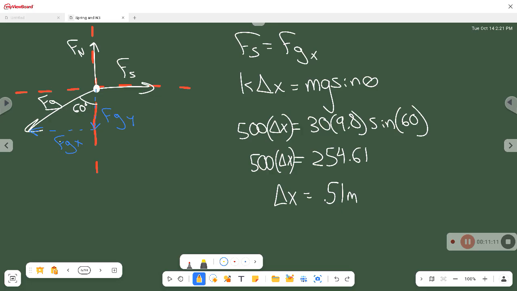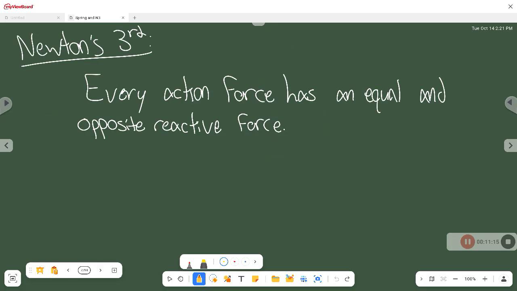Okay? All right. Let's talk about Newton's third law. Newton's third law is one that you've likely heard before, but the definition I give for it is a bit more scientific. Newton's third law says that every action force has an equal and opposite reactive force. So every force will come in a pair, where you have the action force and then the reactive force pointing in the opposite direction with the same magnitude. Let me show you an example.